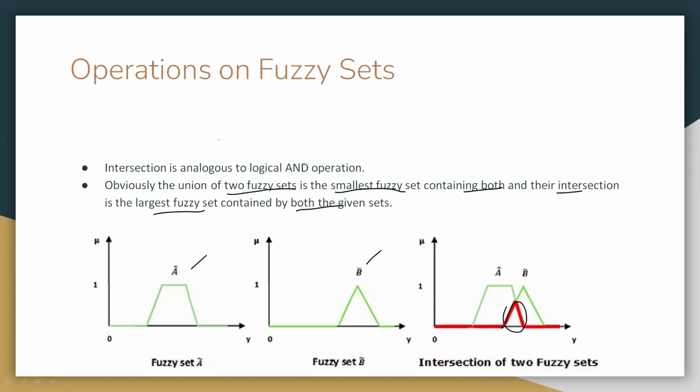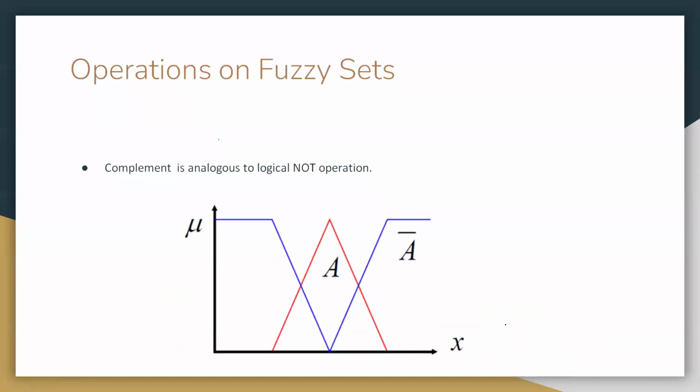We'll look at an example. You will understand it better. Third one, complement. So this is how a complement works. You have a fuzzy set A shown by the red line in the graph, and the complement of A is 1 minus each of the values that are available in A. So it will be something like this, the blue line.